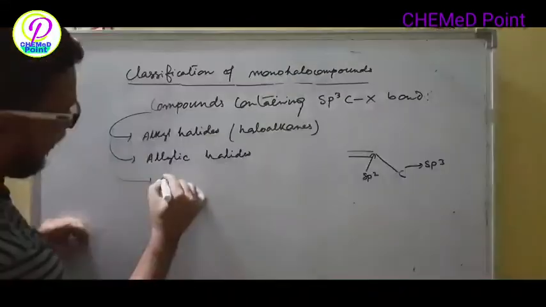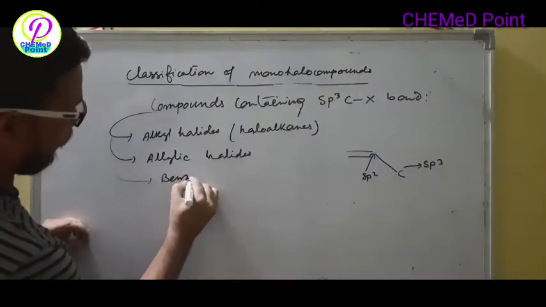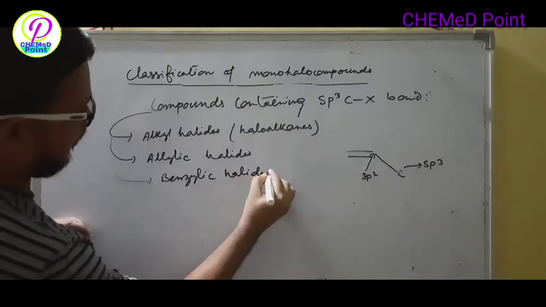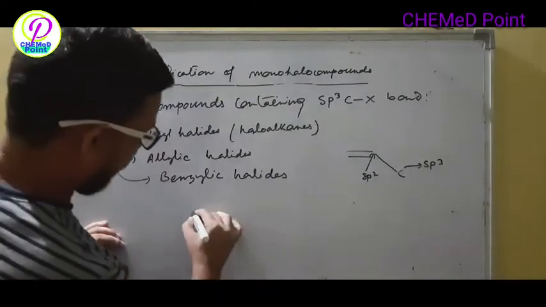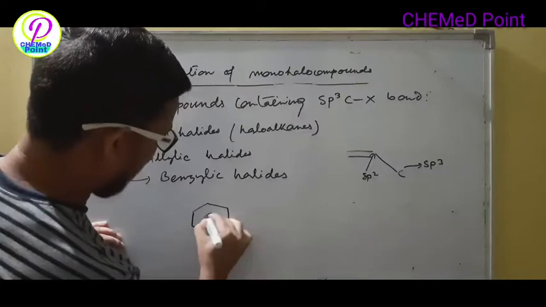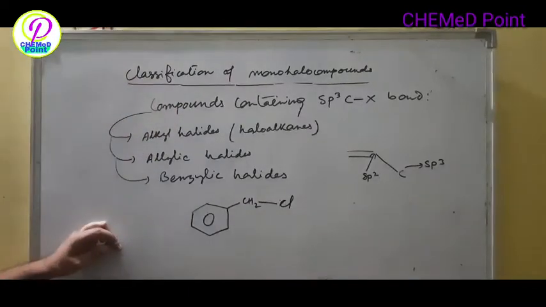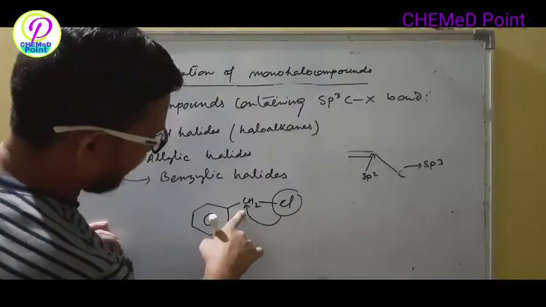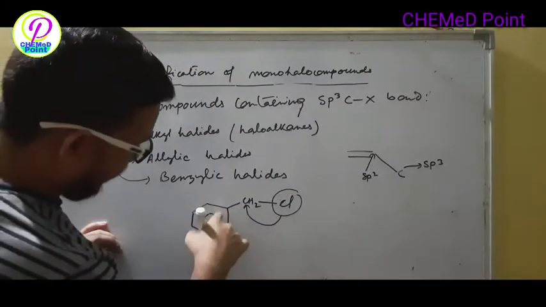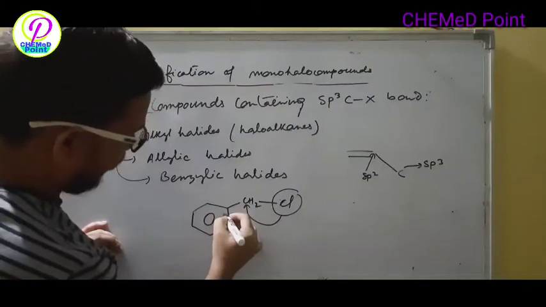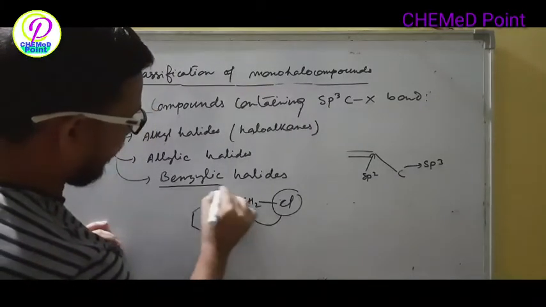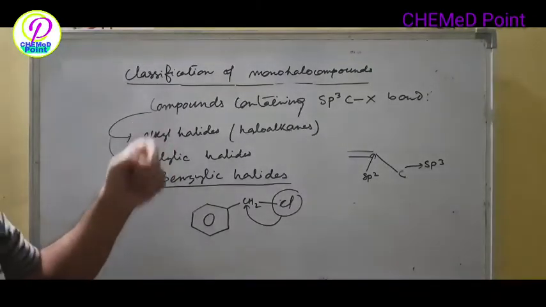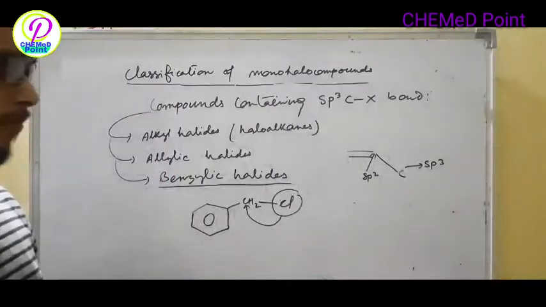Third class, that is benzylic halides. Let us take an example. This is our benzene ring. You see the halogen atom, that is Cl, is attached to the sp3 hybridized carbon which is attached to the aromatic or benzene ring. That's why these are benzylic halides. These are the classes of compounds containing an sp3 hybridized carbon-halogen bond.